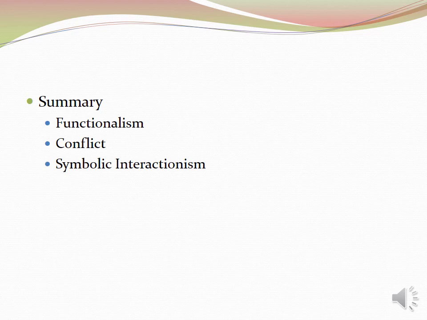Symbolic interactionism looks at the idea that depending on the very specific scenario that you're talking about, people will have different symbols and different ways of addressing issues. And so you need to look at the group and how they understand whatever it is that you're talking about and how they utilize it on a much more micro level. Those are your three big perspectives.